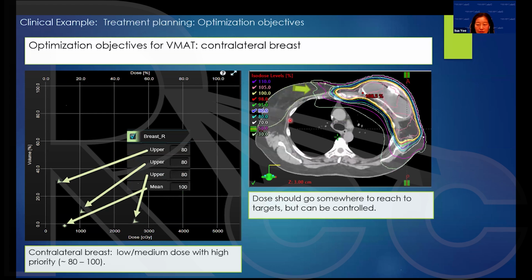Contralateral breast, if you don't put any constraint, this actually could spread quite a bit. So put some constraint and decent priority, then this low dose can be reduced. But the goal is to reduce some of the low dose, but we cannot make it completely conformal, like head and neck. It doesn't happen because the dose has to go somewhere. So allow a little bit, but not too much. How do you know? You run cases and then you can tell that maybe this is good enough and talk with the physician. If it's spread too much, try to reduce. If it gets too cold for the target, find somewhere midpoint.